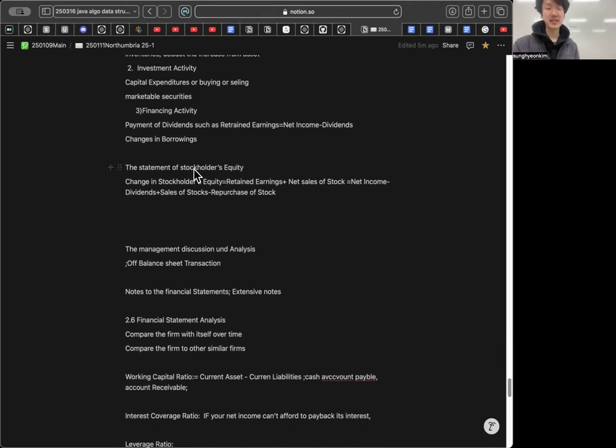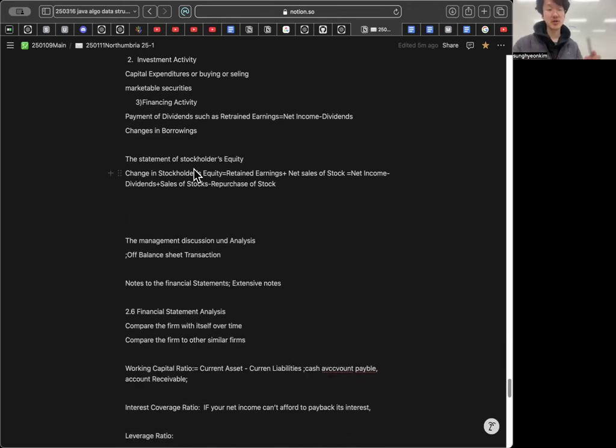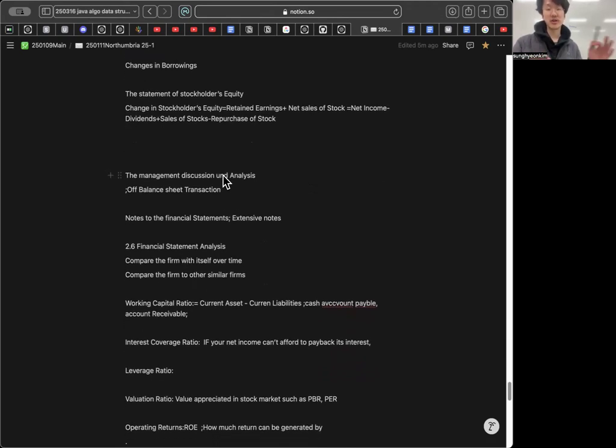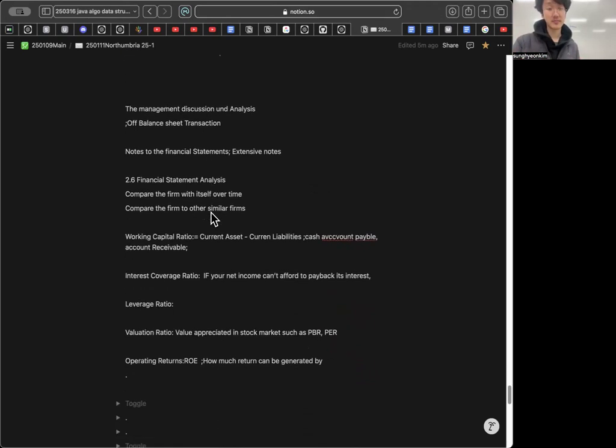For investment activity, there can be capital expenditure or marketable securities. For financing activity, there can be payment of dividends, such as retained earnings equals net income minus dividend, or change in borrowing. For stockholders' equity, change in stockholders' equity equals retained earnings plus net sale of stock, or equals net income minus dividend plus sales of stock minus repurchase of stock.